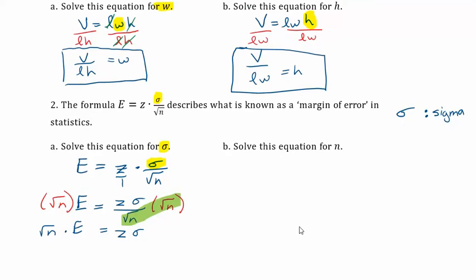All right, so now we're still trying to get sigma by itself on the right-hand side, so we'll need to eliminate the z. Z is multiplied by sigma, so we're going to divide by z. Those z's will reduce to 1, and we'll be left with just sigma on the right-hand side, which is what we want.